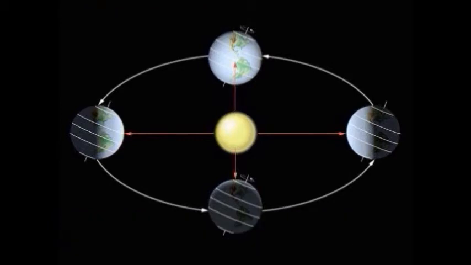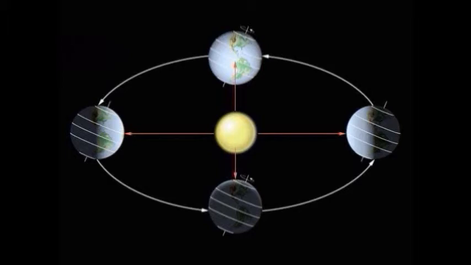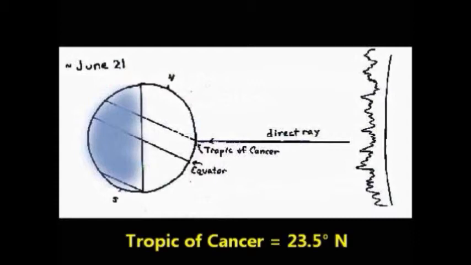And you'll notice that at one time of year, the North Pole is pointed towards the sun, and that would be summer in the northern hemisphere, and it would be winter in the southern hemisphere. On June 21st, when the North Pole is tilted toward the sun, the light is directed at the latitude 23.5 degrees north of the equator, which is known as the Tropic of Cancer.